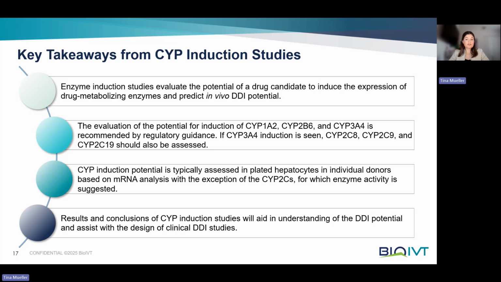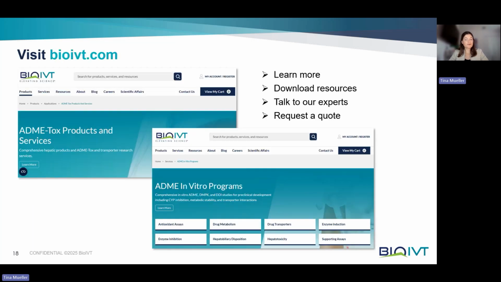Next, CYP induction potential is typically assessed in plated hepatocytes in individual donors. The endpoint is mRNA analysis, with the exception of the CYP2Cs, for which we recommend enzyme activity. And last, the results and the conclusions of CYP induction studies will aid in understanding of the DDI potential. They can also assist in the design of clinical DDI studies. And with this, we are at the end of this short introduction into CYP induction studies.